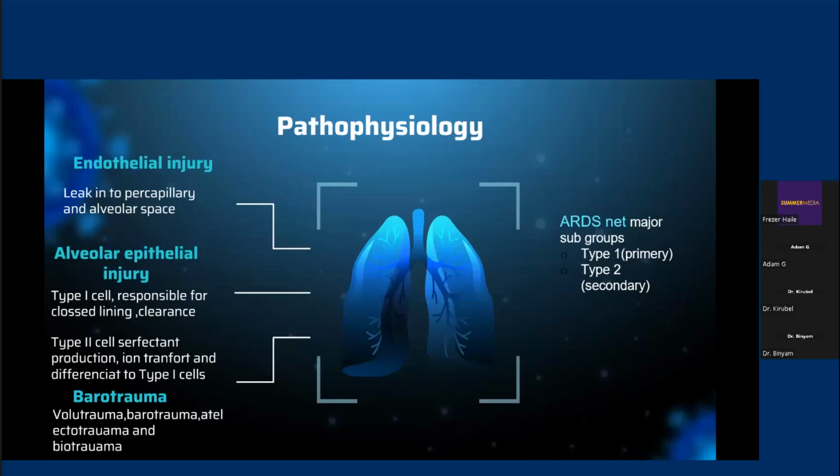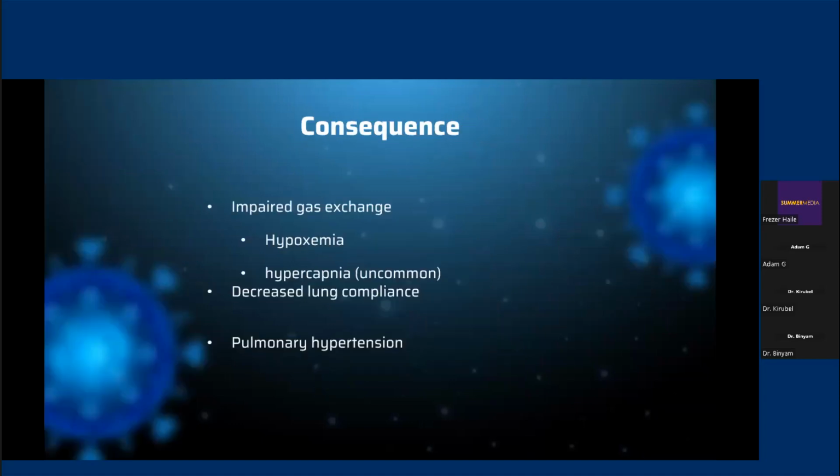So these are the main pathophysiologic processes happening during ARDS. So what will happen?